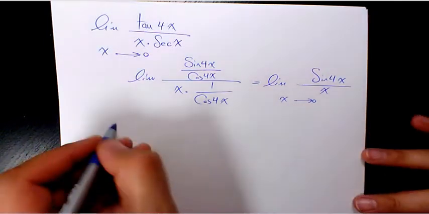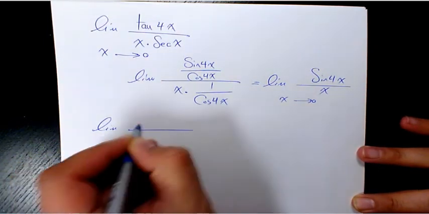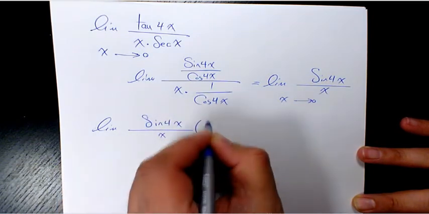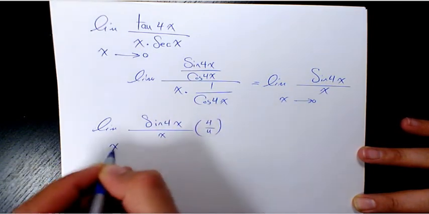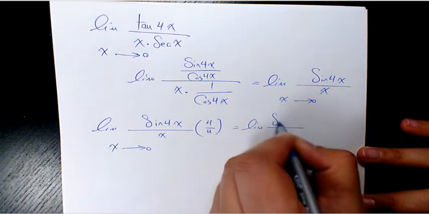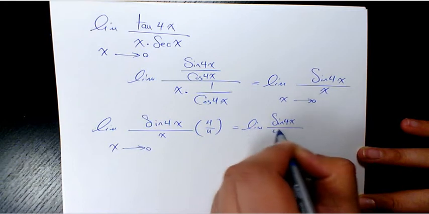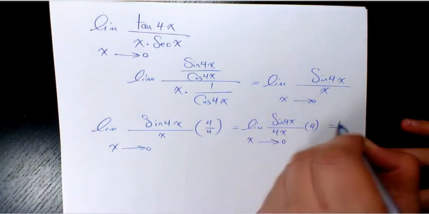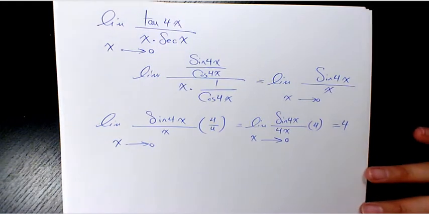And then what we need to do, we multiply numerator and denominator by 4. Then it's going to be sine 4x over 4x times 4. When x is approaching 0, it's going to be equal to 4.